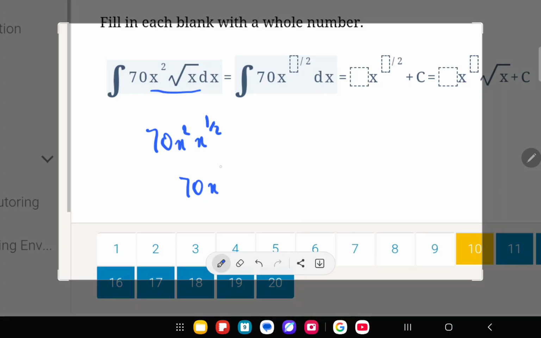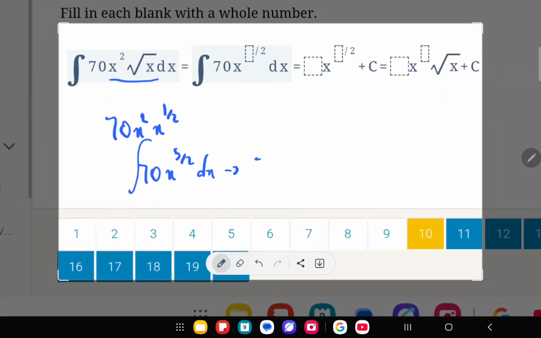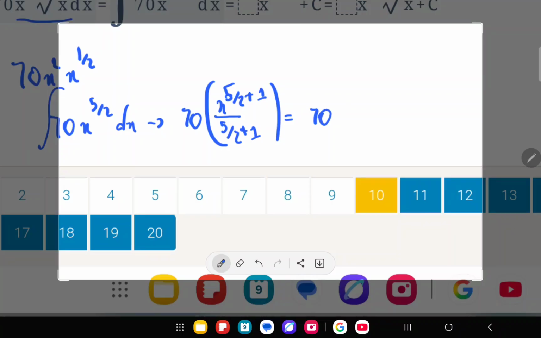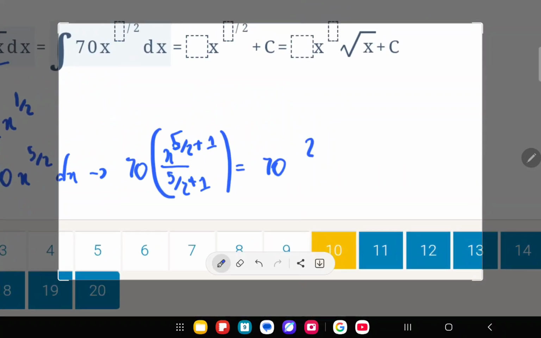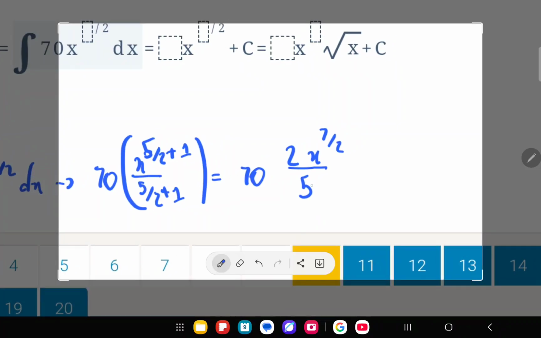We have x to the power of 5 over 2 as our initial y, and then we integrate it. So we leave out the constant, and then we have x to the power of 5 over 2 plus 1, over 5 over 2 plus 1. Sorry, I forgot to add plus 1. And then you get 70. Once you simplify everything, of course, you get this. And then you just simplify everything.